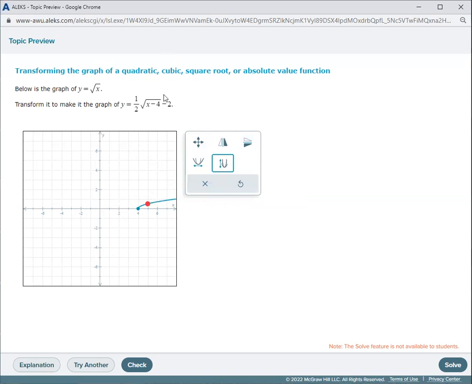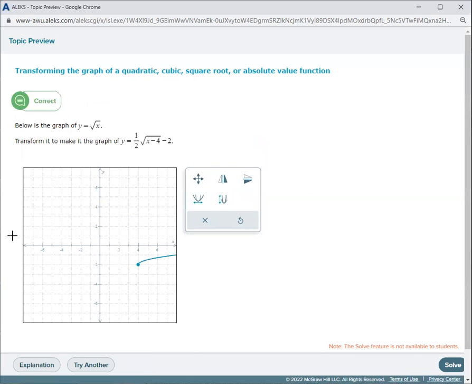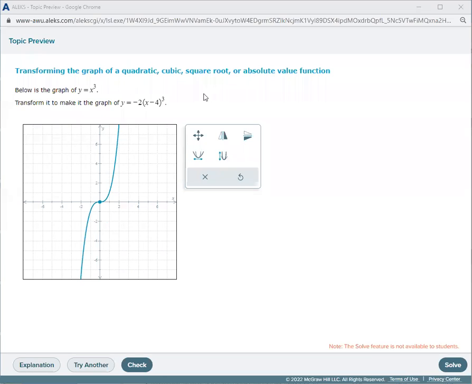Last thing is that vertical shift. So we're going to take our graph and we're moving it down 2 units. 1, 2. Checking. Excellent. I'm going to pause it to get a graph that has a reflection. Give me a second. All right, this will do.